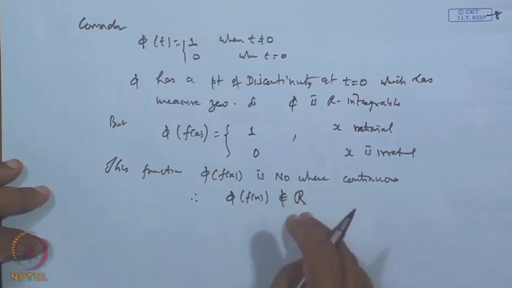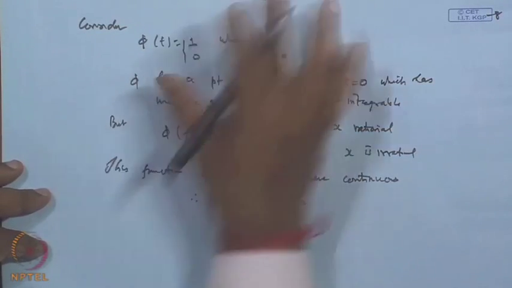So, this shows that the continuity of the function phi is a must. If f is Riemann integrable and phi is continuous, then the composite function will remain Riemann integrable. But if phi is also only Riemann integrable, then you cannot say whether phi of f x will be a Riemann integrable function. That is, the composition of two Riemann integrable functions need not be Riemann integrable. That is what he showed.